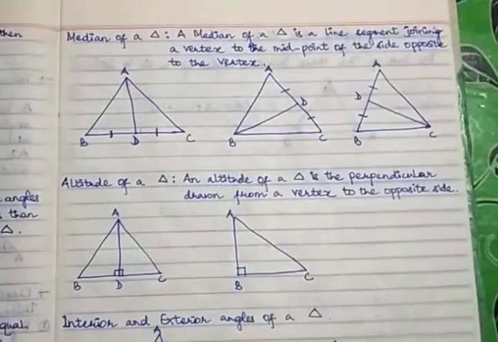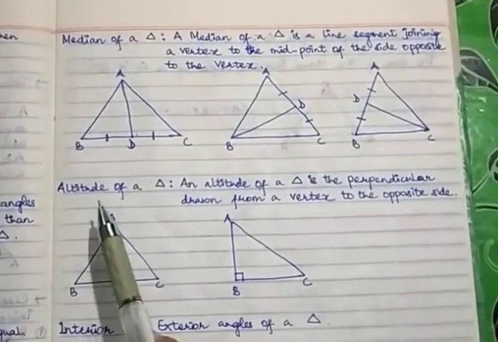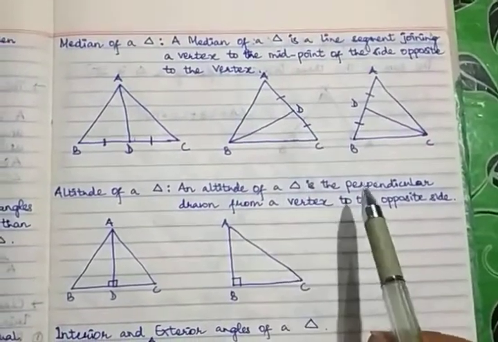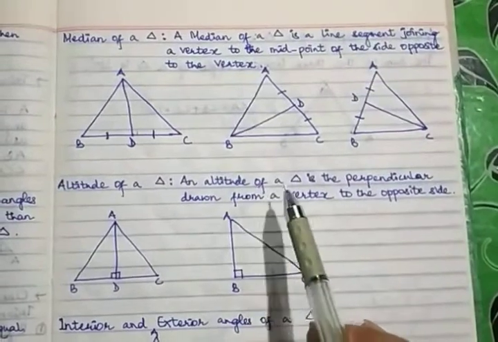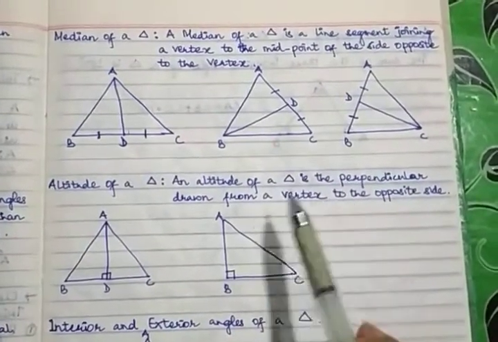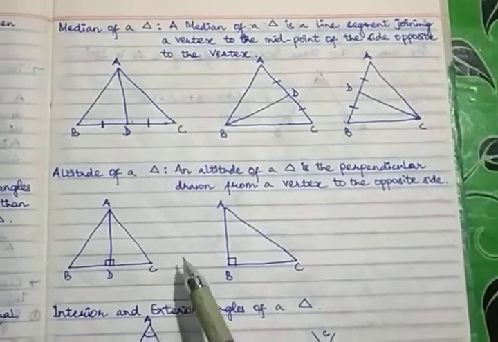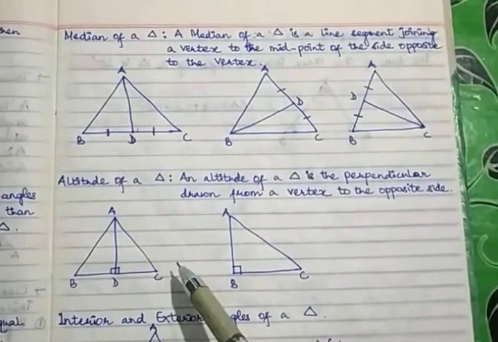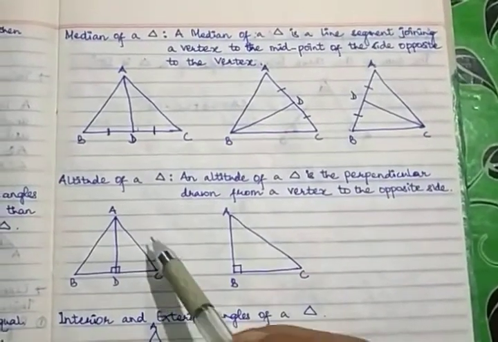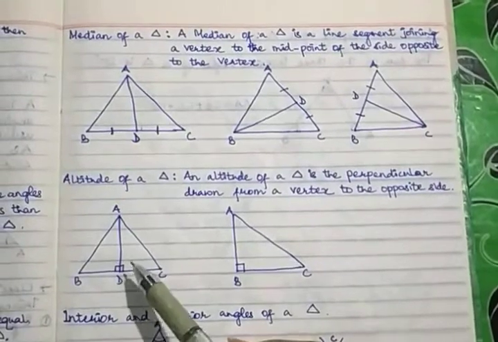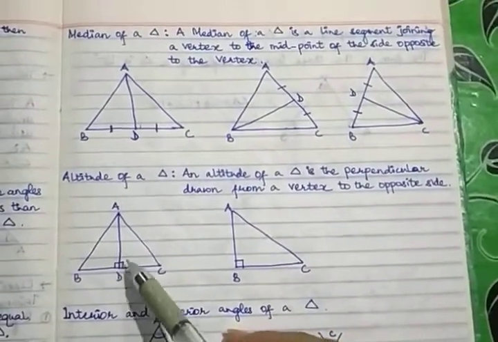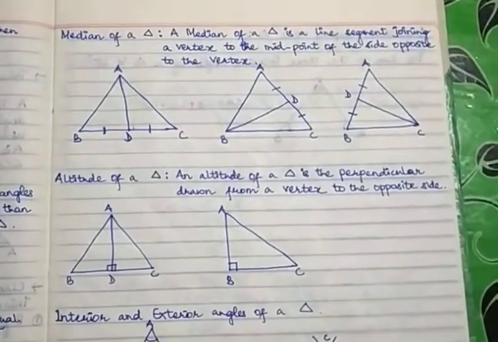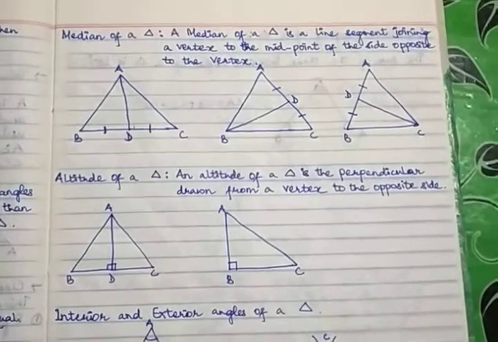Now, the altitude of a triangle. Remember, we have heard this term altitude in the right angle triangle, isn't it? An altitude of a triangle is the perpendicular drawn from the vertex to the opposite side. So simple: when you draw a line that is perpendicular from the vertex to the opposite side, perpendicular meaning 90 degrees, that line is known as the perpendicular or altitude of a triangle, and that is also known as the height of the triangle.